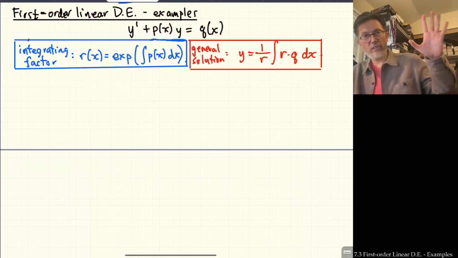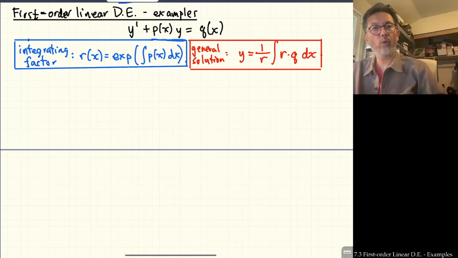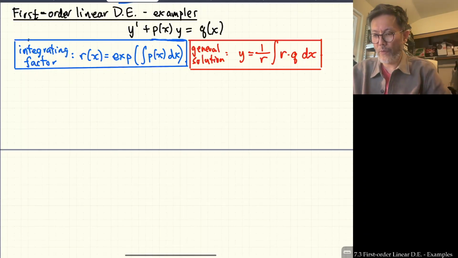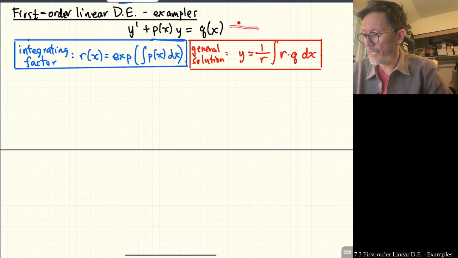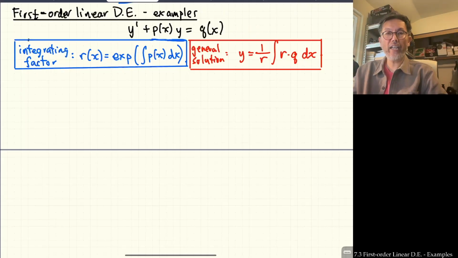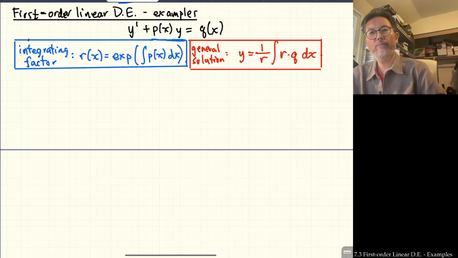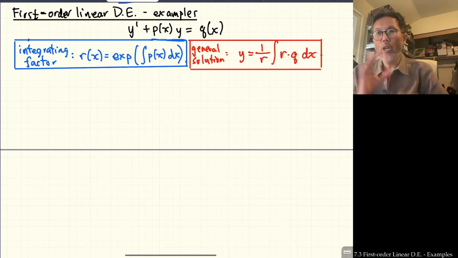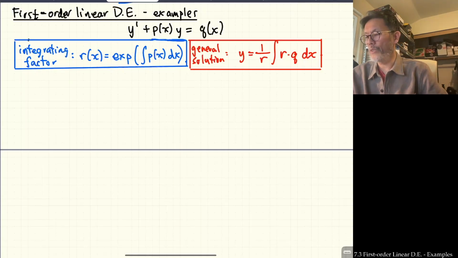Okay, so just as a quick review, remember a first order linear differential equation is one that can be written in this form right here: y prime plus some function of x, p of x, times y equals q of x. No assumptions so far about what P and Q are, but this is our starting point. This is the equation that we wish to solve.